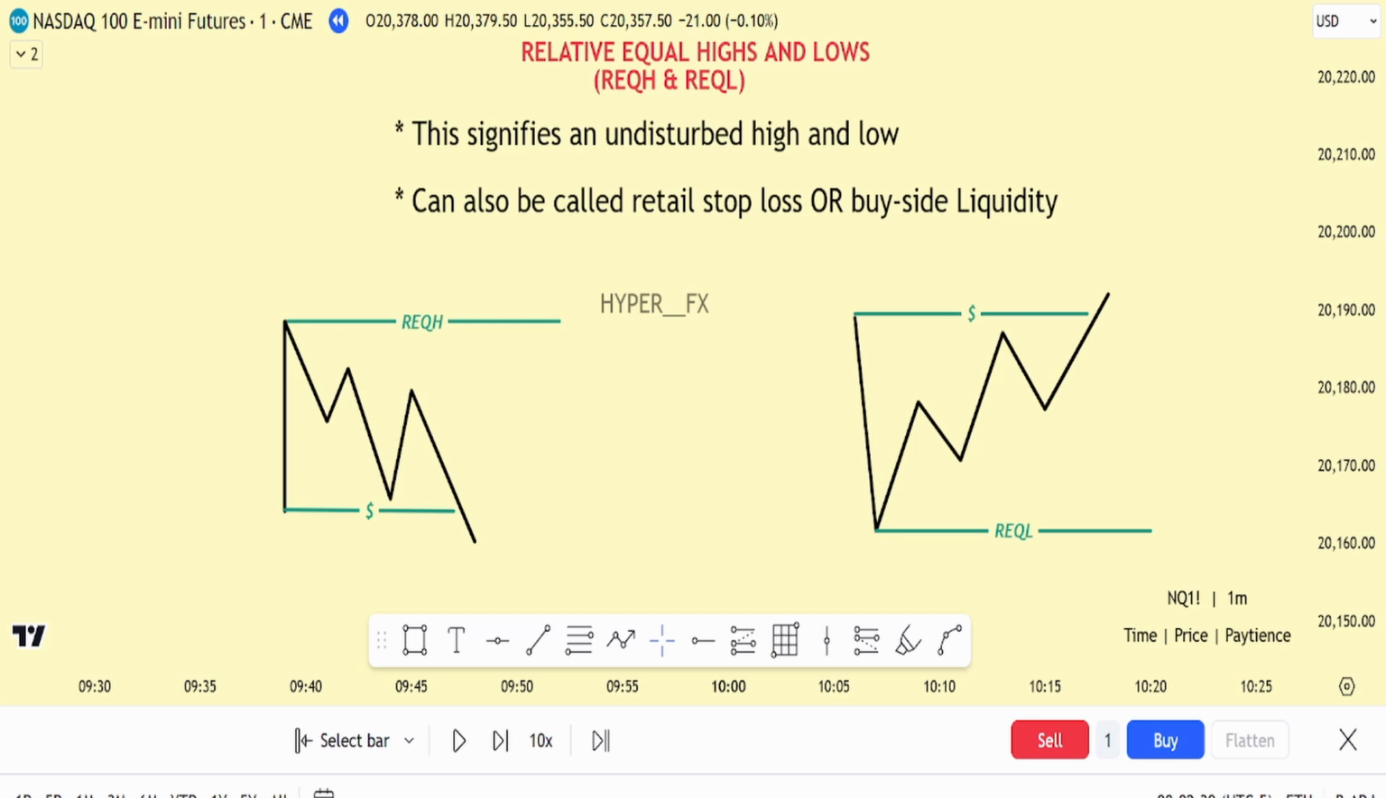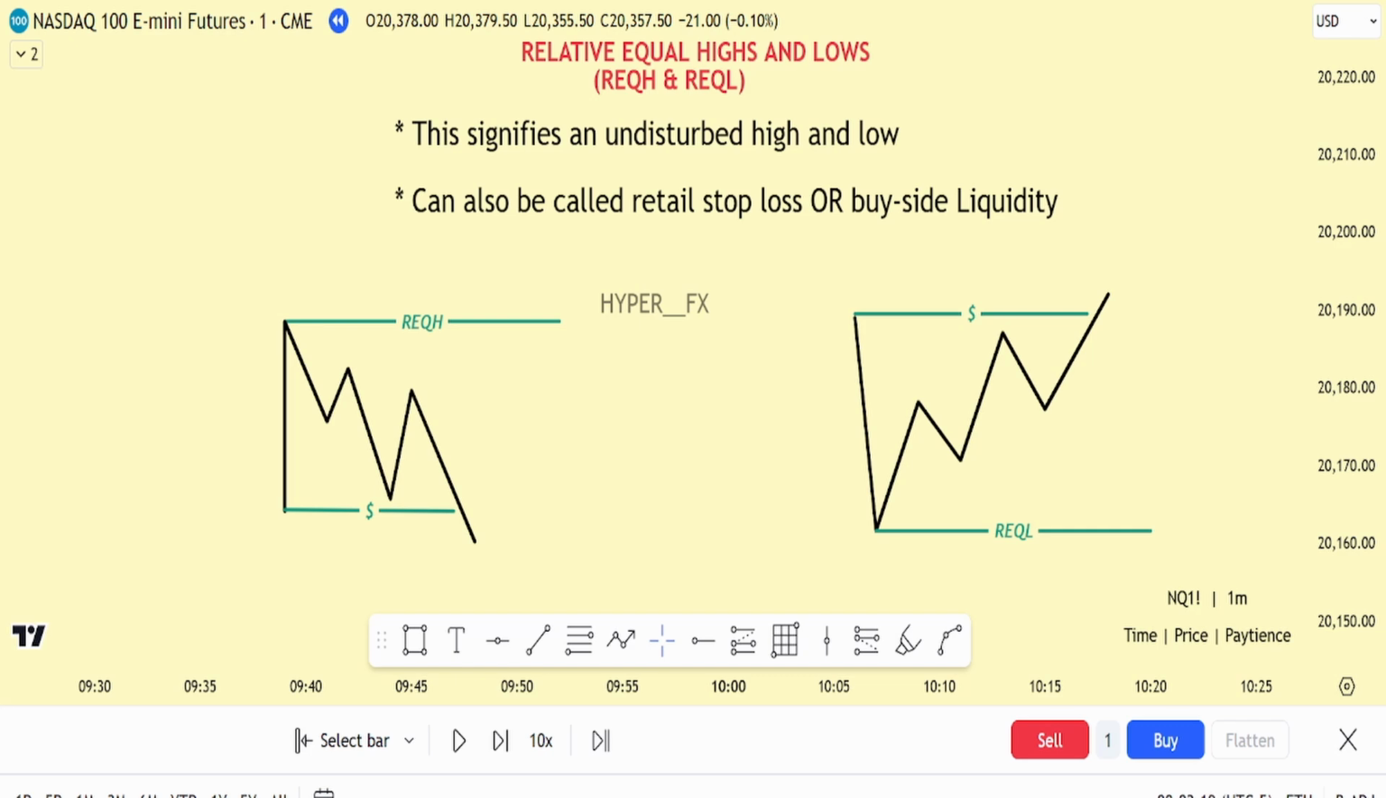Today we are going to be looking at an easy way to frame bias on all time frames. What I mean by framing a bias is your ability to know where price is going to move to next, spotting the next point of liquidity. Hello guys, my name is Hyper and I'm here to show you an easy way for you to know exactly where price is going for any trading day.